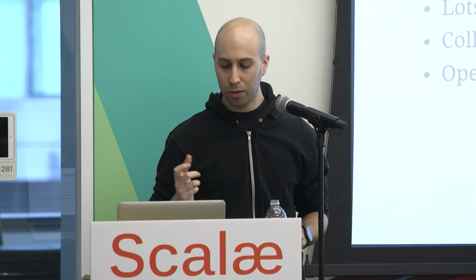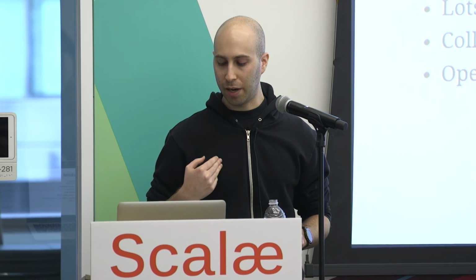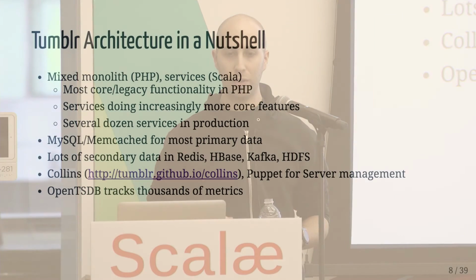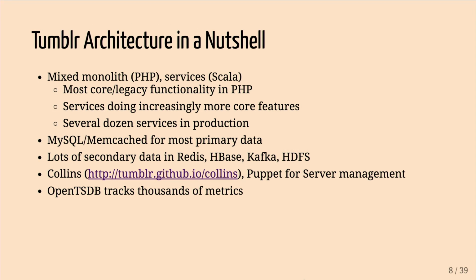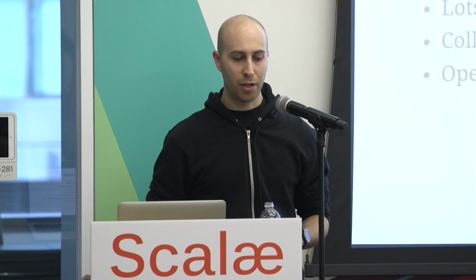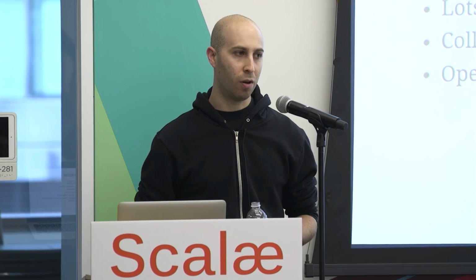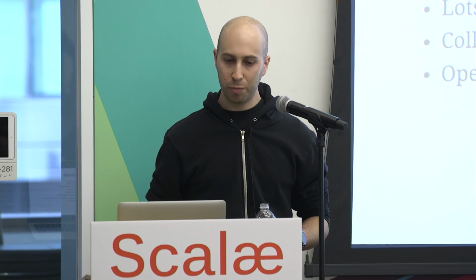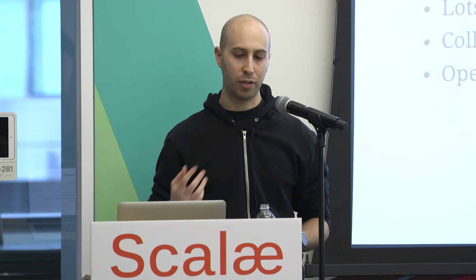Collins is another open source project by Tumblr, which is what we use to manage all of our server infrastructure and get our servers set up the way we want them. And lastly, we use OpenTSDB to track all of our monitoring and metrics. We have, I think, almost 10,000 individual metrics being fed into OpenTSDB, looking at all kinds of performance and user interactions across the entire site.